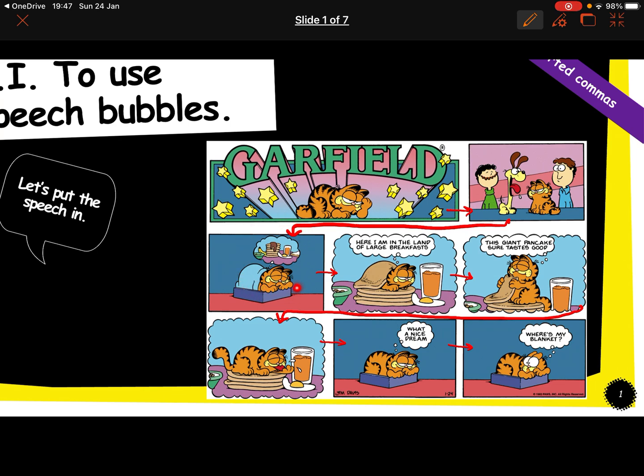Garfield falls asleep and he dreams of food. And this is happening in his dream. Here I am in the land of large breakfasts. This giant pancake sure tastes good. So he's having a dream. And this is what he's like. He's licking his own arm. And then he's waking up.